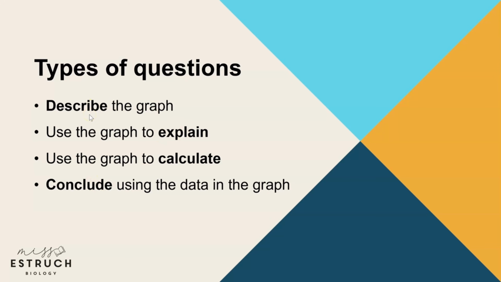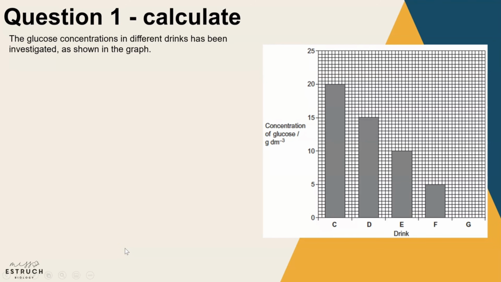So describe, you are saying what you see, but when it's linked to a graph you have to include data. So you might be describing between which set points on the graph there is an increase, a decrease, a plateau, a difference between means, for example. Explaining, you are saying why that pattern exists, and this is where you would then apply your biology knowledge to explain the pattern. Calculate, that's maths, and then conclude is you are saying what the experiment and the graph actually tells you. So we'll have a look at the first question, and this is a calculate question.